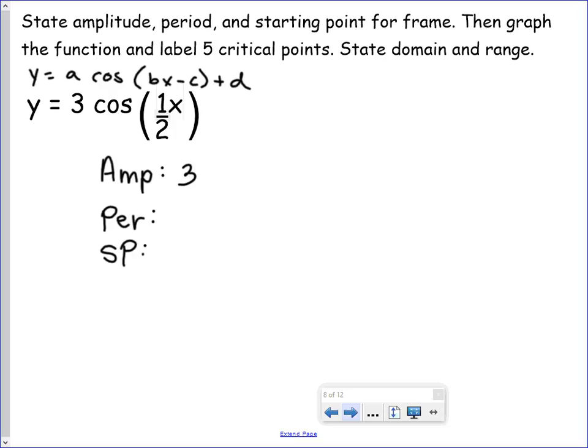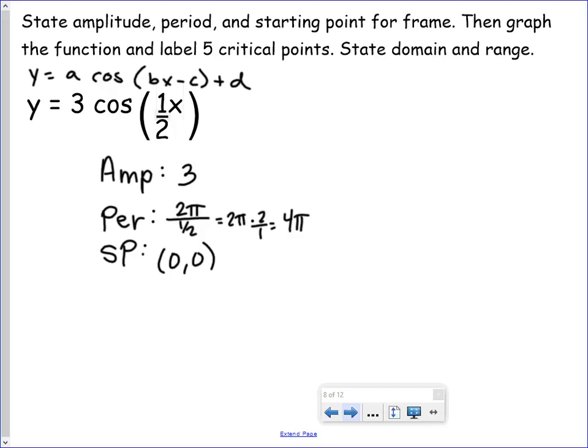So I'm going to do the work up here, 2 pi divided by 1/2. We're not going to leave it like that. If you divide by 1/2, you're really multiplying by 2. So that is 2 pi times 2 over 1, which is 4 pi. Thank you, Jesus. And Joshua, what did you get for starting point? I got 0, 0. Not very exciting. Okay, 0, 0. So now we have those same things that we did yesterday, so nothing new right there.